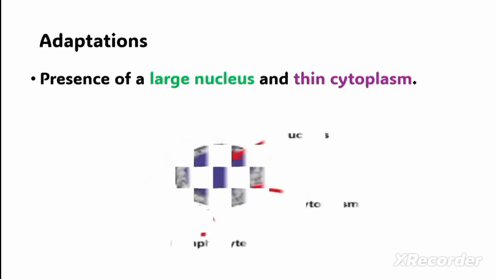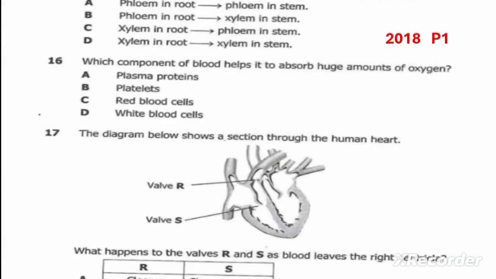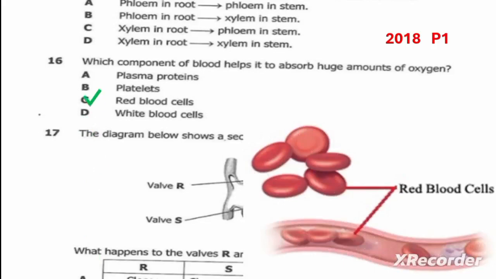So like I said, we are going to answer these two questions. This question is coming from 2018, paper 1, and the question is question 16. The question reads, which component of blood helps it to absorb huge amounts of oxygen? So we said the function of red blood cells is to transport oxygen. So therefore, our correct answer is C.